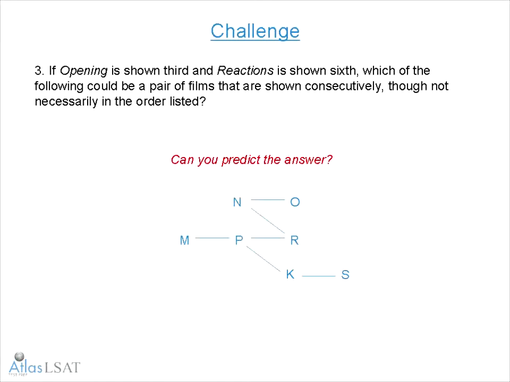What I'd like you to do is consider this idea of generating inferences first, as Noah just showed you, and see if you can predict what the correct answer is going to be to this sort of a question. Okay, see if you can predict it. I'm going to give you about a minute to think about it, and then I'll ask you for your reactions.